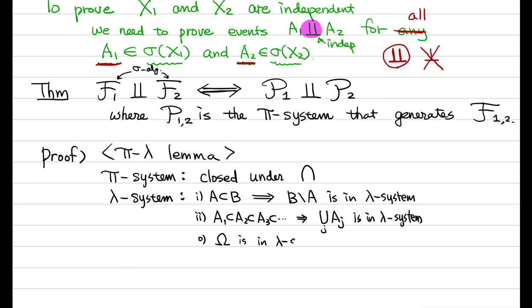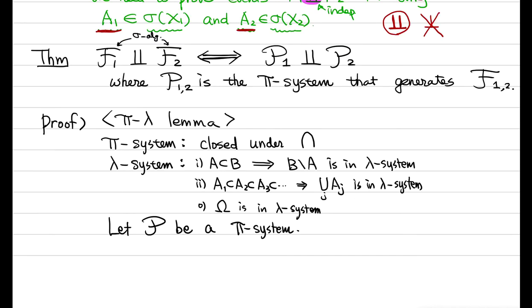So with this definition, the pi lambda lemma states the following. Let script P be a collection of events that forms a pi system. Then we can define lambda of P to be the smallest lambda system that contains this script P. Then the pi lambda lemma says that this is actually the smallest sigma algebra that contains the pi system. Okay, now let's prove the theorem.